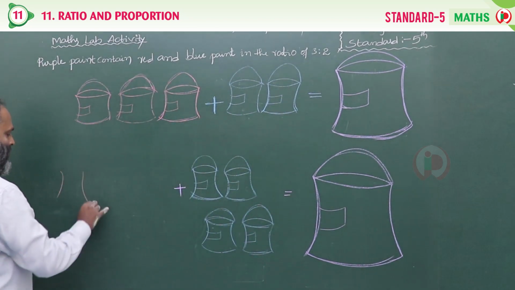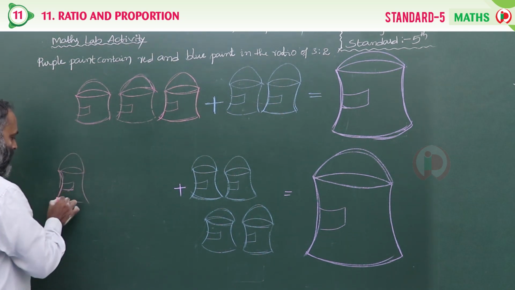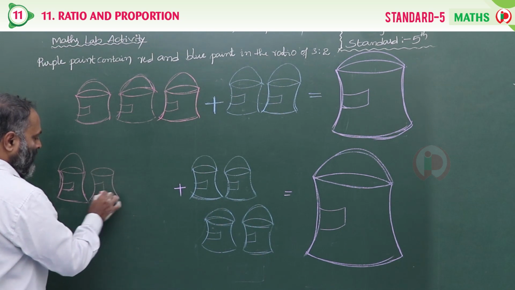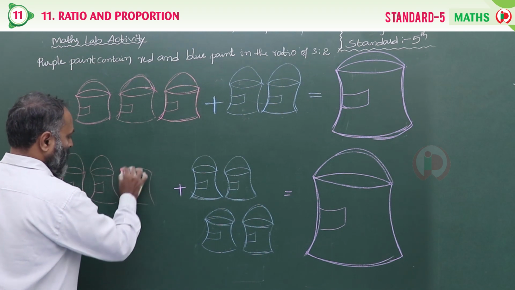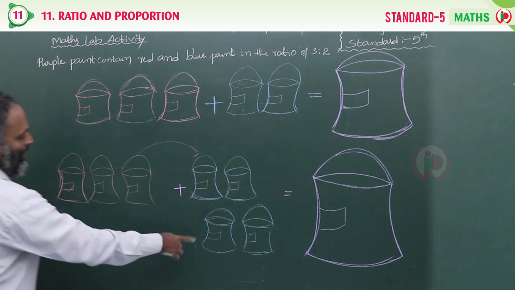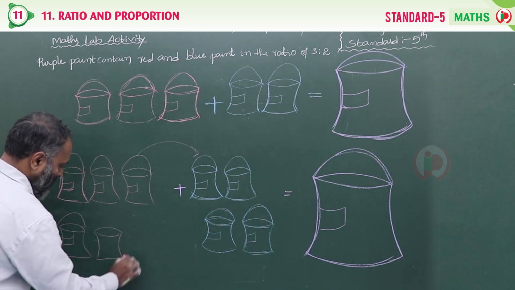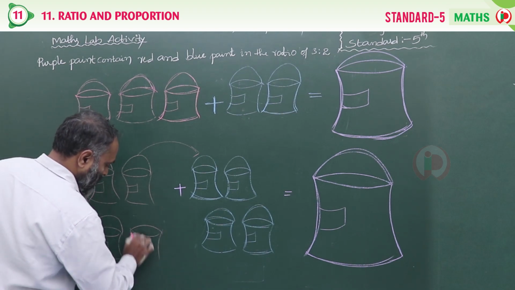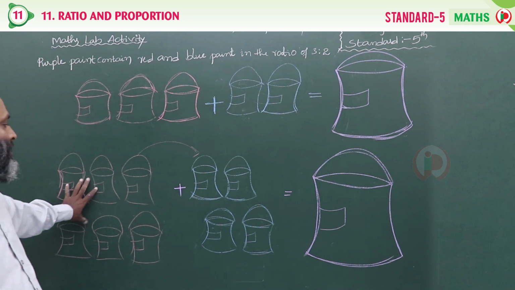Okay, so this is the first red color bucket. This is our red color bucket. This is one more red color bucket, and one more red color bucket. So this is for these 2 buckets, and for another 2 buckets we should draw 3 more red color buckets. So this is 6 red color buckets and 4 blue.